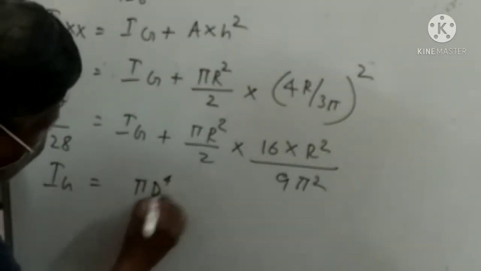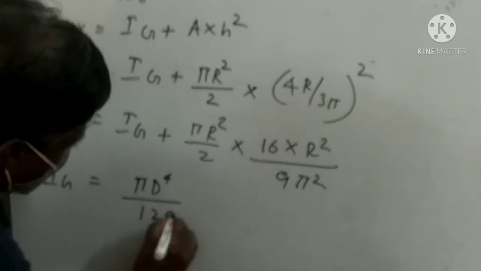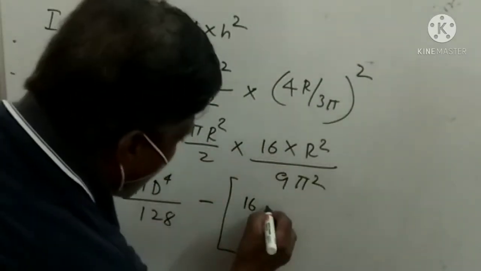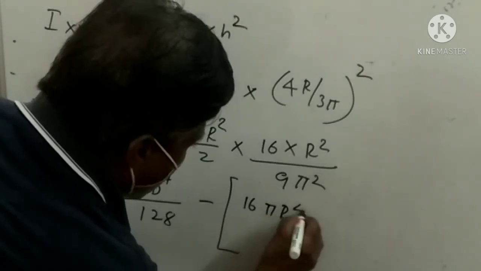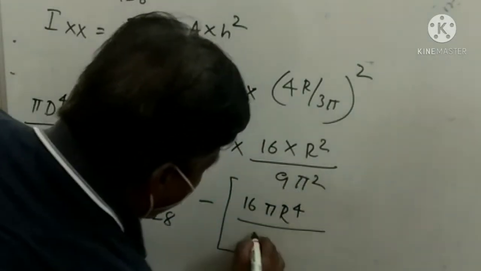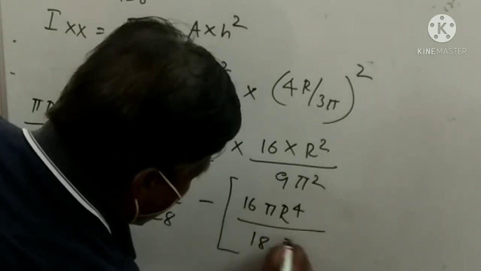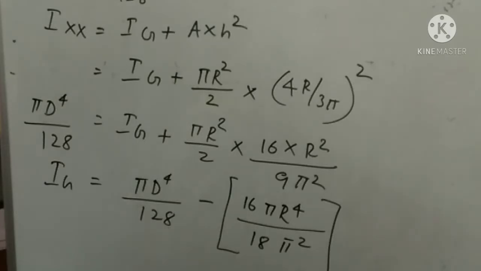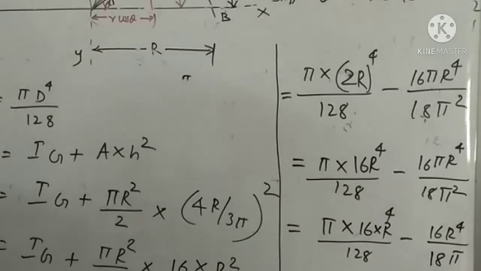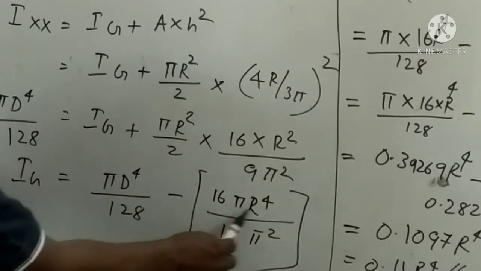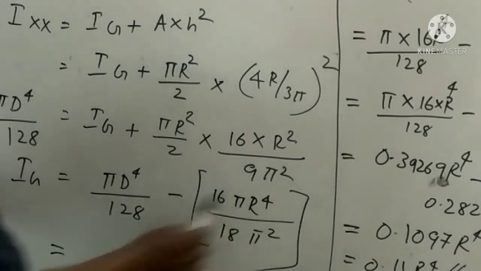pi d raised to 4 divided by 128 minus 16 pi into r raised to 4 divided by 18 pi square. Okay, and this is equal to, so you got Ig is equal to pi d raised to 4 by 128 minus 16 pi r raised to 4 by 18 pi square.